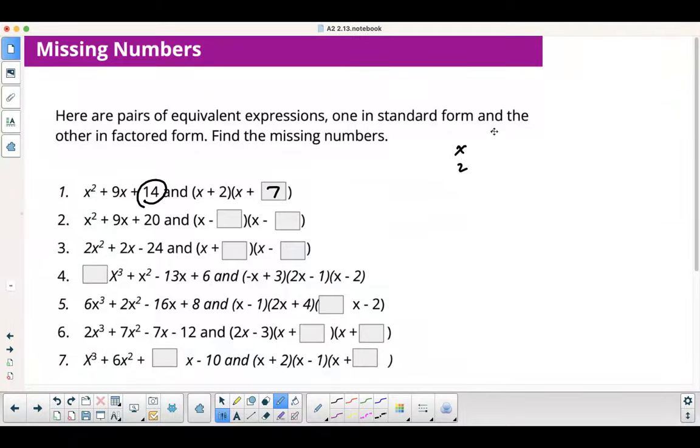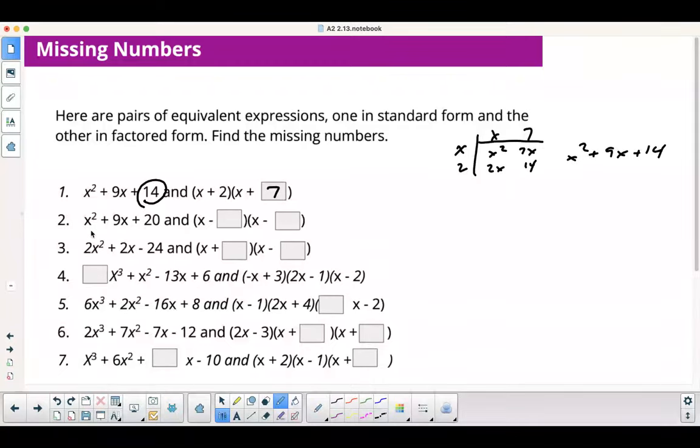I could say x and 2, x and 7. That gives me x squared, 2x, 7x, 14. Combine these two right here, the 2x and 7x, and I get x squared plus 9x plus 14.